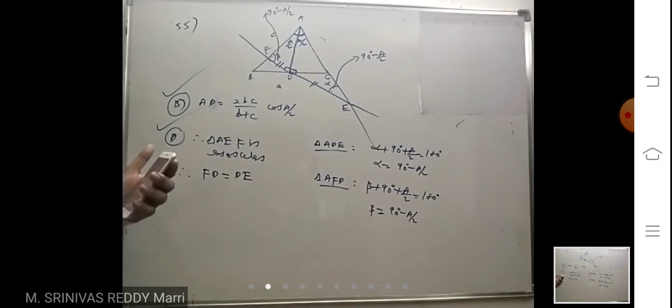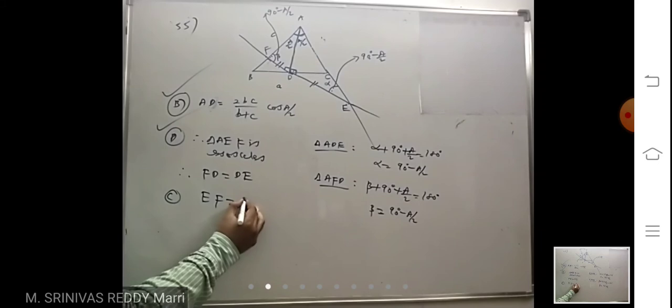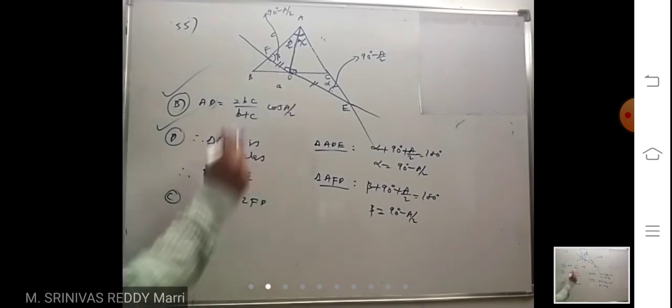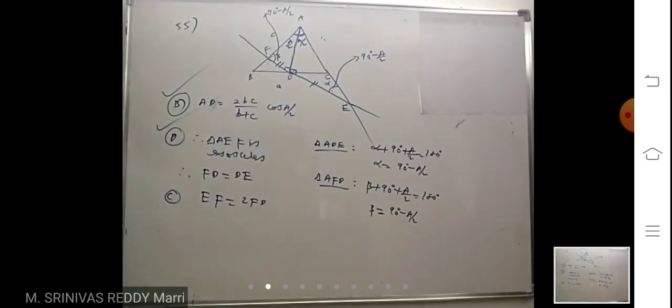Now look here. Option C I am taking. You have to calculate EF. This EF is asked. That means EF I can say is 2FD, because D is the midpoint. So this and this are equal. I can say EF is 2FD.